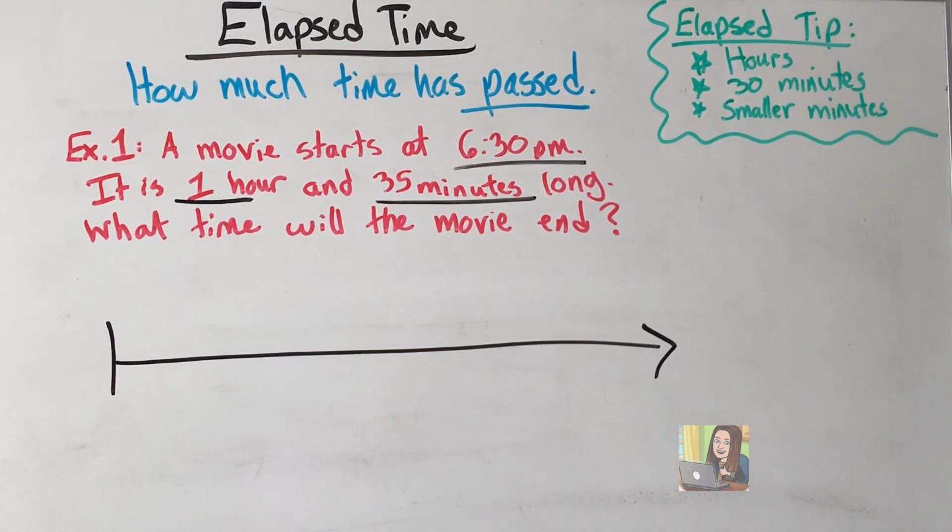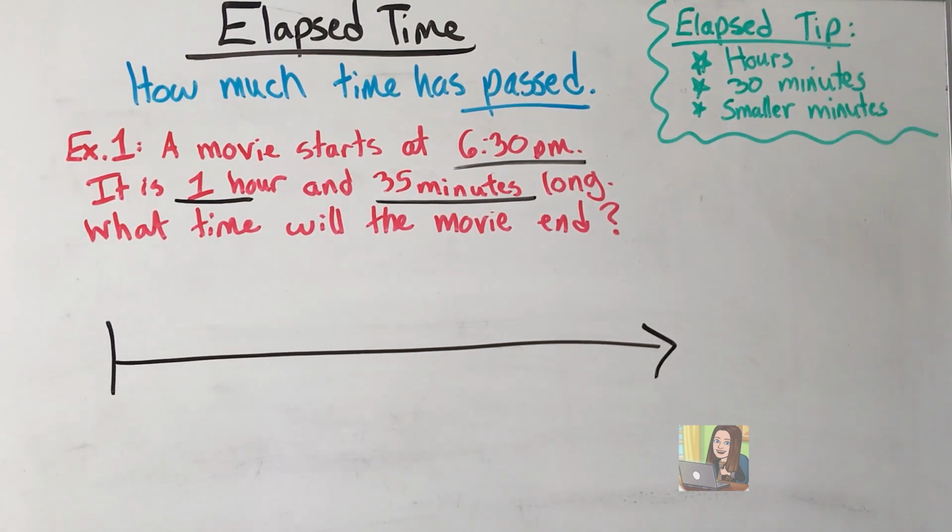Hours are one thing that you're going to want to get used to adding and taking away. If I know it's 2 o'clock and an hour has passed, I can jump to the next hour. So 2 o'clock plus one more hour gives me 3 o'clock.